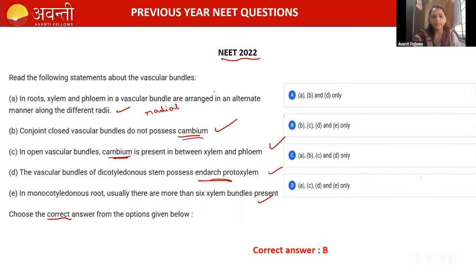No, here they are given in different radii, not in the same radius. In the question they are given different radii. In different radii only, no? Shruti, they are in different radii, not in the same radius.